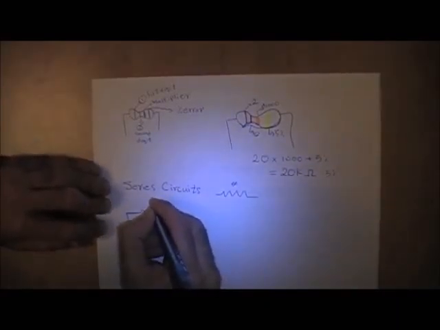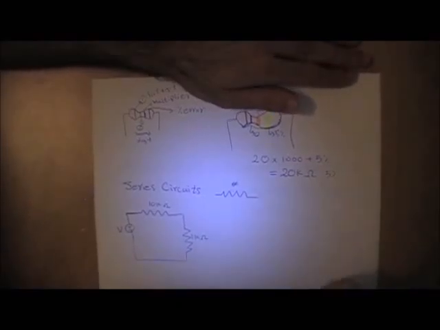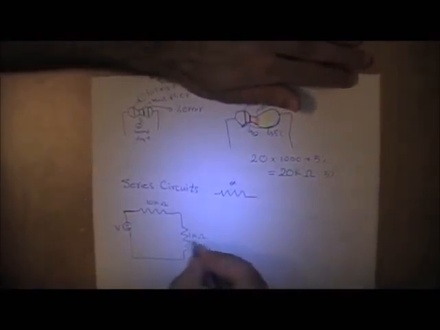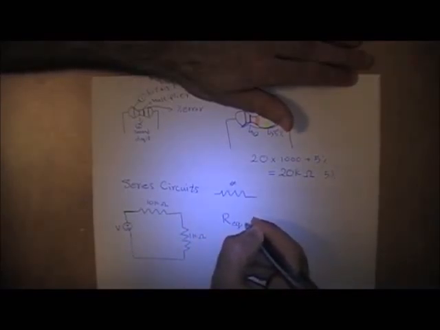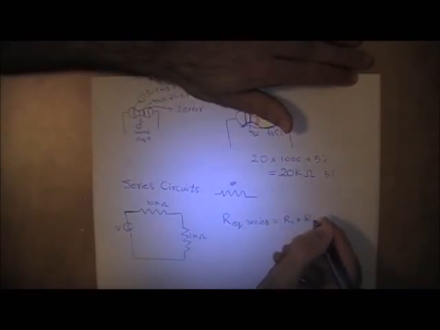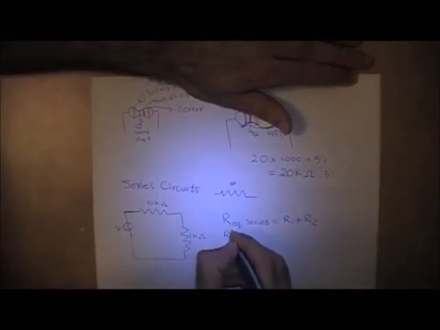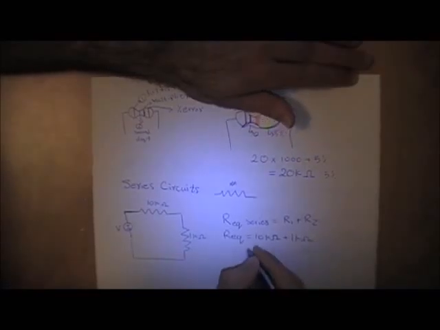And let's just say this one is 10 kilo ohms, and then this one is 1 kilo ohm. So how do we find the actual equivalent resistance of this? Well, this is pretty easy because it's in series. We can basically add up each resistor, which means that R eq series is equal to R1 plus R2. Therefore, our Req is equal to 10 kilo ohms plus 1 kilo ohm, which gives us 11 kilo ohms.